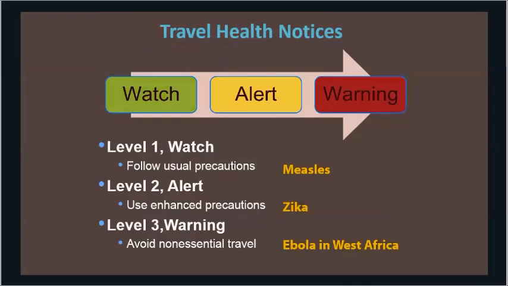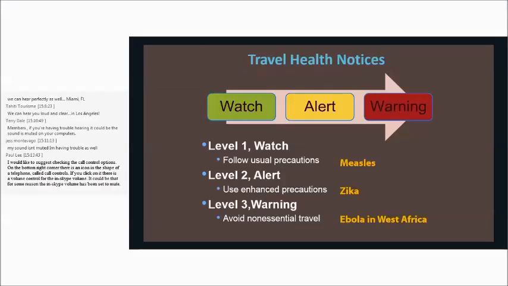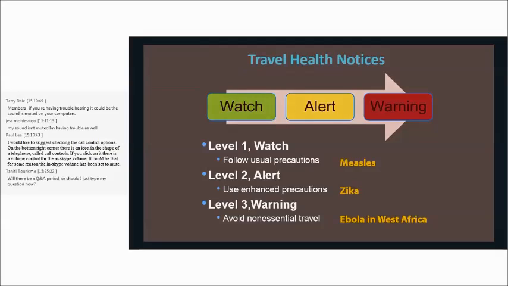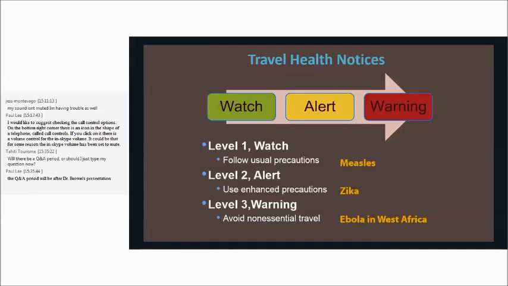So we have 3 levels of warning. Level 1 is a watch, where we tell people to follow precautions. Usually we're saying there's some disease occurring in this country. We want you to know about it, but we're not necessarily asking you to do anything different except use the usual precautions to protect yourself. For a level 2 notice, usually we are going to have some enhanced precautions for at least one group. In this instance, we are having the level 2 notice because we are telling especially pregnant women to take enhanced precautions. In fact, we're recommending that pregnant women not travel to the region where there are Zika outbreaks.